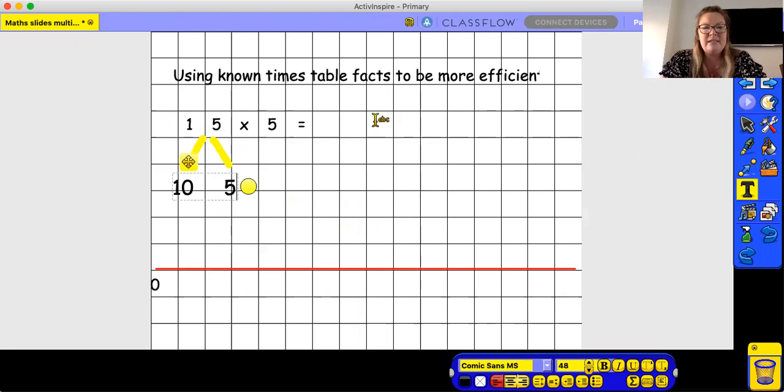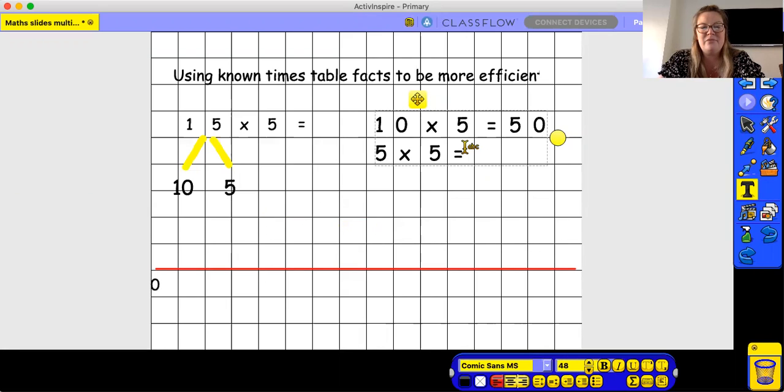So if we were to break this down, we would need to have 10 times 5 equals, and we would also need to have 5 times 5 equals. This way we've got 15 in total multiplied by 5. Tell your adult now what the answer to 10 times 5 is. Well done, it's 50, and if you counted in 10s, great job.